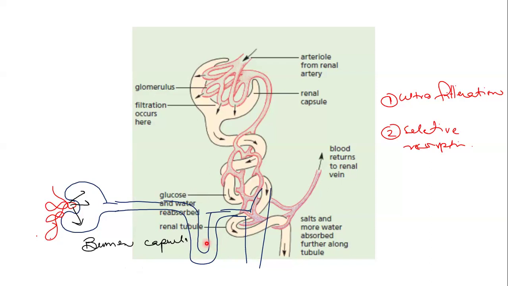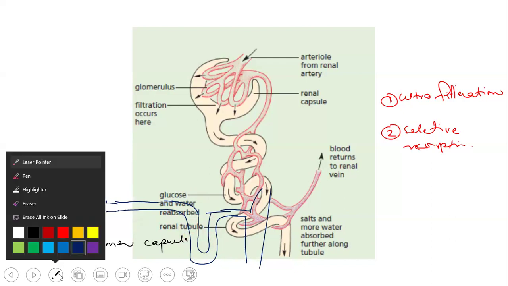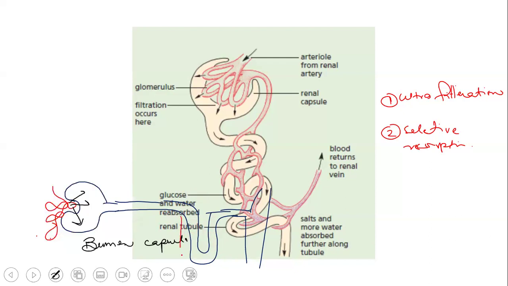But in selective absorption, what happens is that I will take whatever substances the body needs. The body needs glucose, I will take it back. The body needs water. Let's say that the person's body does not have enough water, it will be absorbed back into the blood, right? This entire loop of Henle is surrounded by a network of capillaries. So whatever the body requires, it will absorb back into the blood. It will move it from the nephron back into the blood.